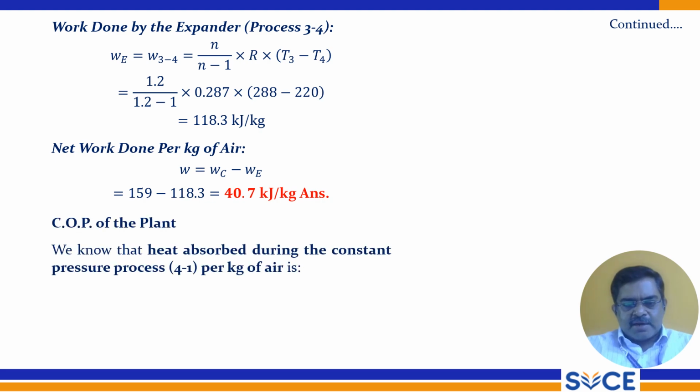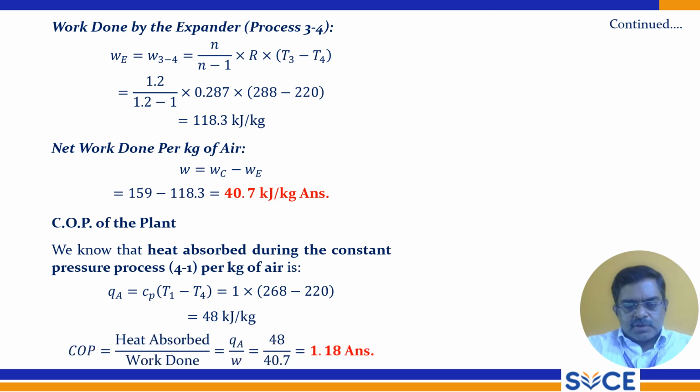And the COP of the plant can be computed like this. We know that the heat absorbed during the constant pressure process 4 to 1 per kg of air is QA equal to Cp into (T1 minus T4), that is 1 into (268 minus 220). So this is calculated as 48 kilojoules per kg. So COP is equal to the heat absorbed divided by the work done, that is QA divided by W. So we get the COP of the plant equal to 1.18. So that is the final answer, students. There ends this problem.